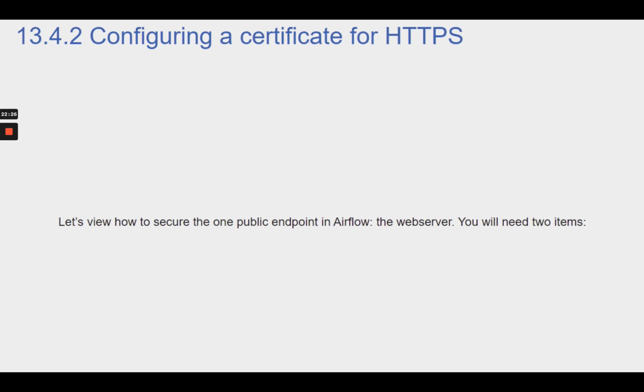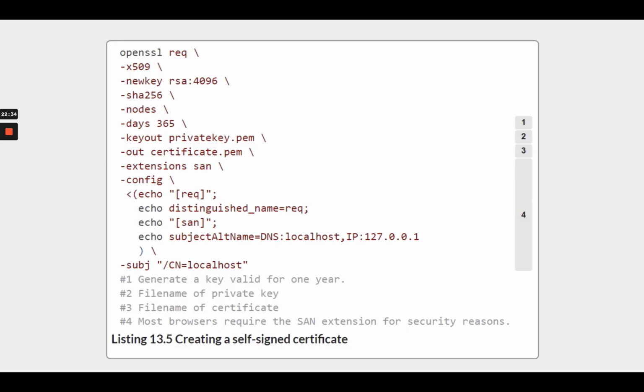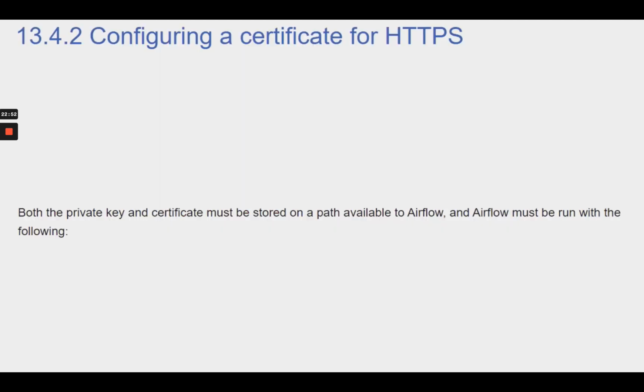You will need two items: a private key, keep this secret; a certificate, safe to share. We will elaborate on what these items entail later. For now, it's important to know the private key and certificate are both files provided by a certificate authority or a self-signed certificate, a certificate you generate yourself that is not signed by an official certificate authority.